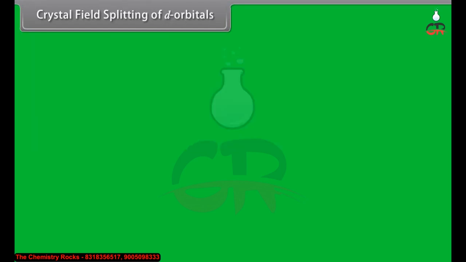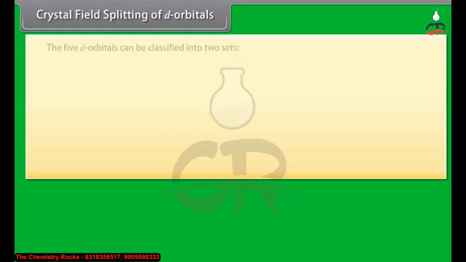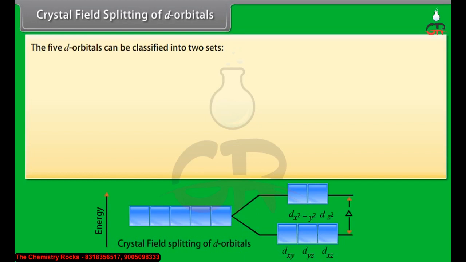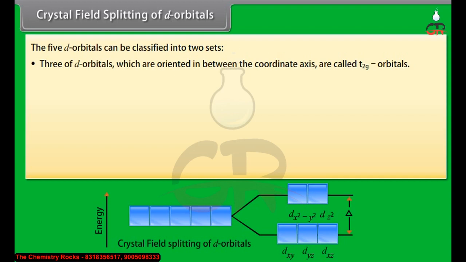Crystal field splitting of d orbitals. The 5 d orbitals can be classified into two sets. 3 of the d orbitals, which are oriented in between the coordinate axes, are called t2g orbitals. The other 2 d orbitals, oriented along the axis, are called eg orbitals.